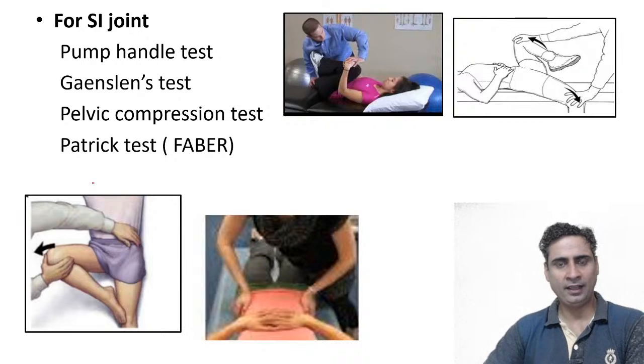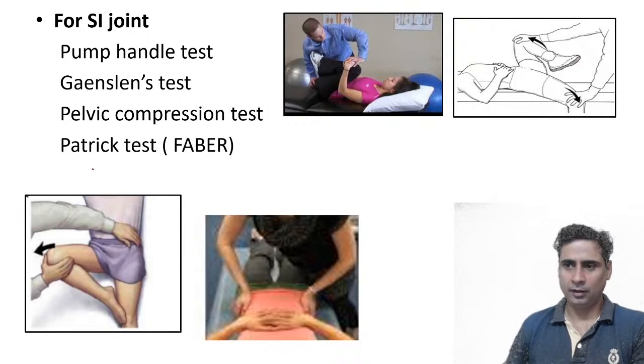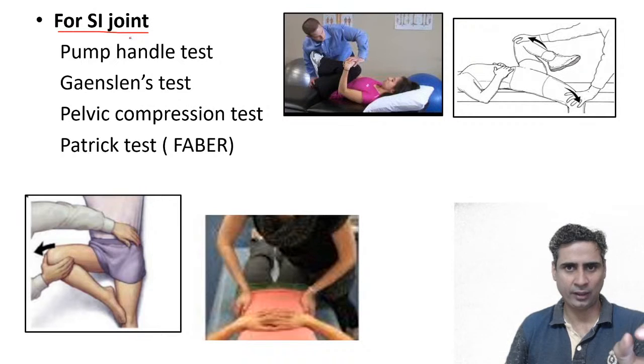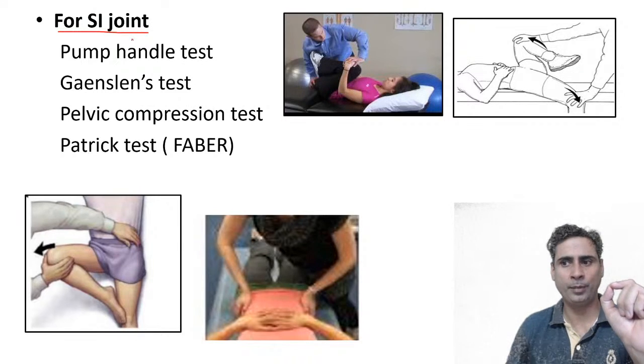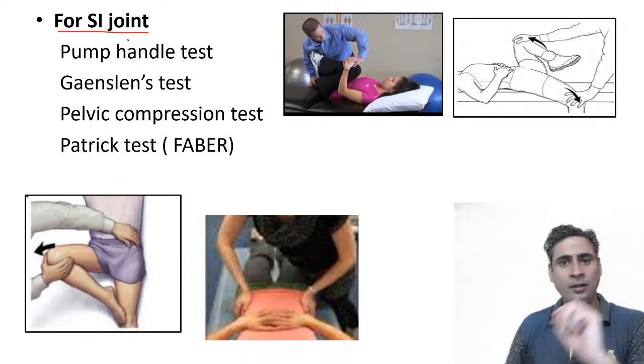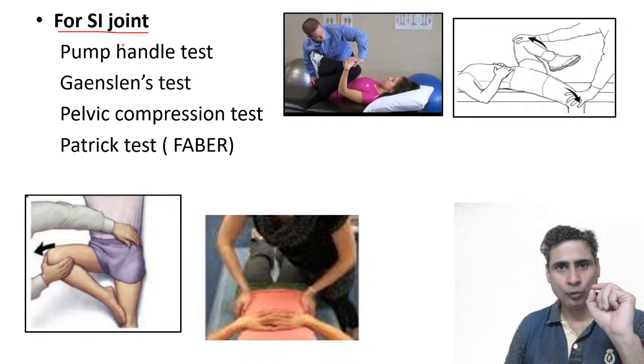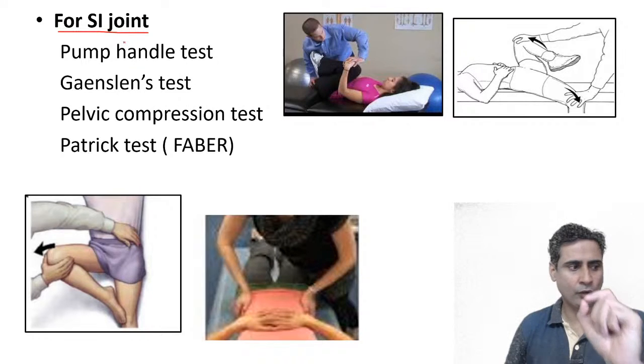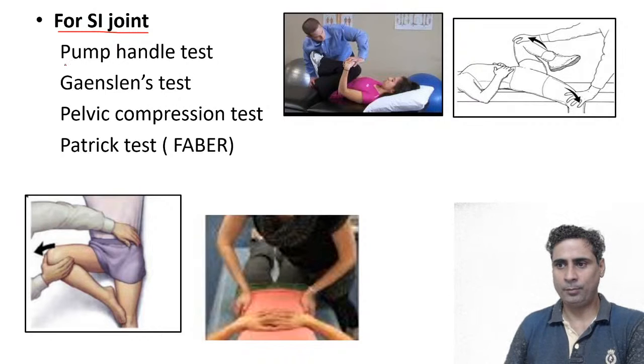Now the other important tests are for the sacroiliac joint. The basic idea of all these tests is to put stress on the sacroiliac joint. If there is sacroiliitis, the patient will be having pain. The method of doing these tests is different, but the basic idea is the same, to put stress or strain on the sacroiliac joint. So one is the pump handle test, where we flex the knee and hip of the patient and try to touch the opposite axilla.